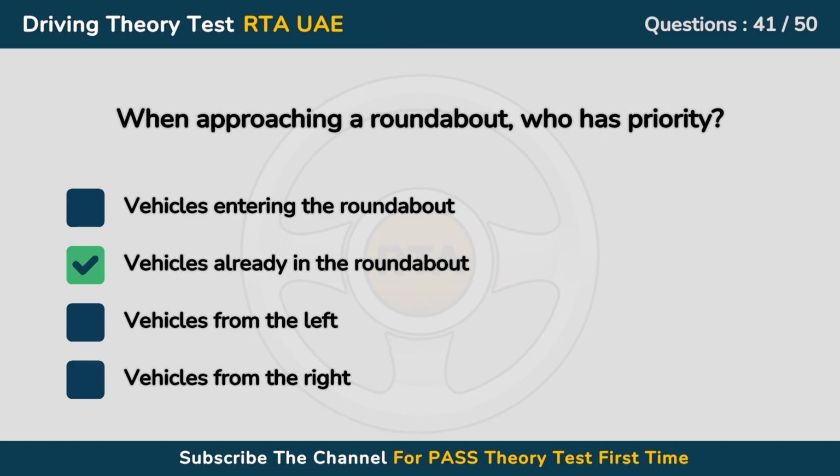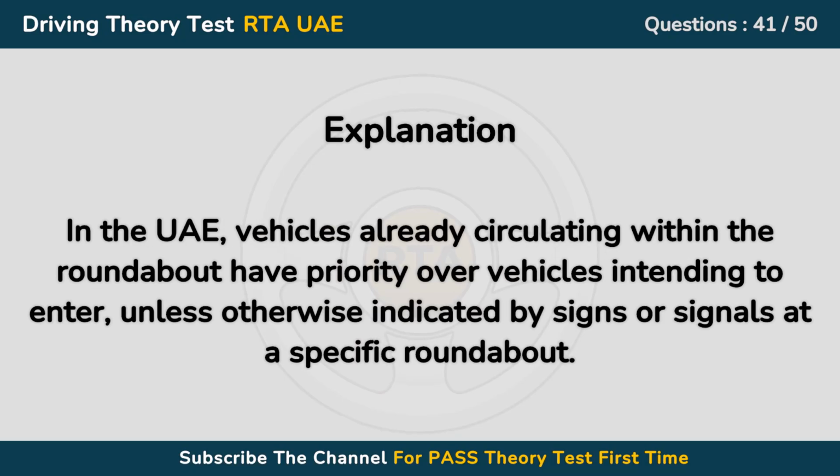Answer is B. Vehicles already in the roundabout. Vehicles already circulating within the roundabout have priority over vehicles intending to enter, unless otherwise indicated by signs or signals at a specific roundabout.